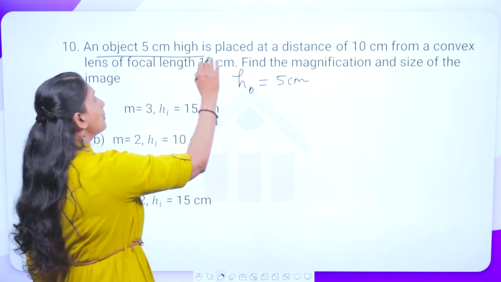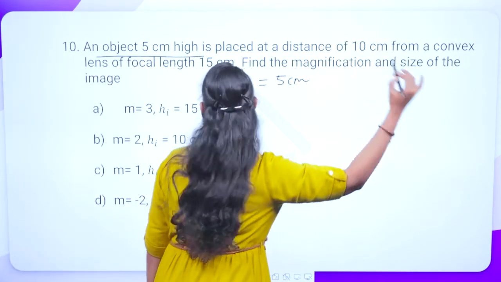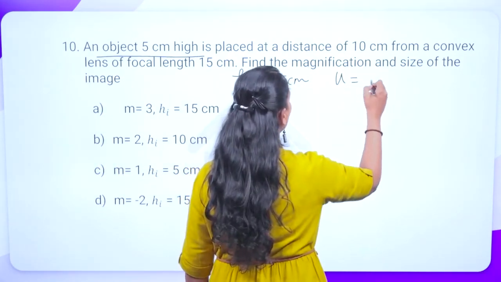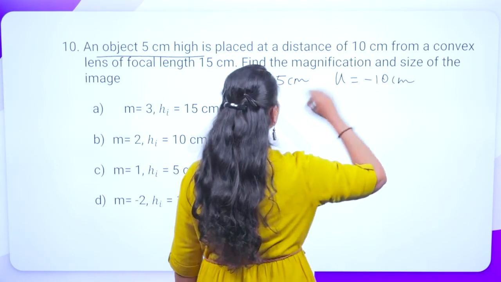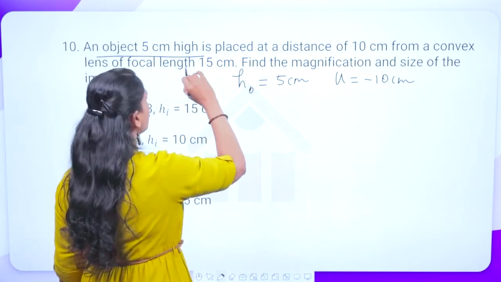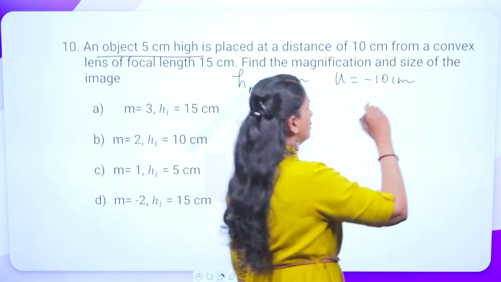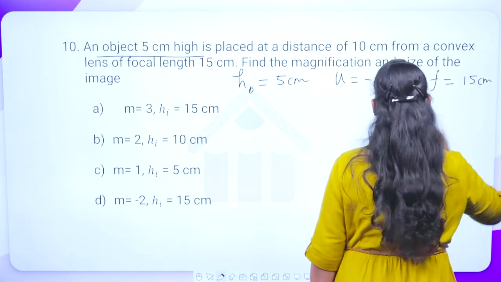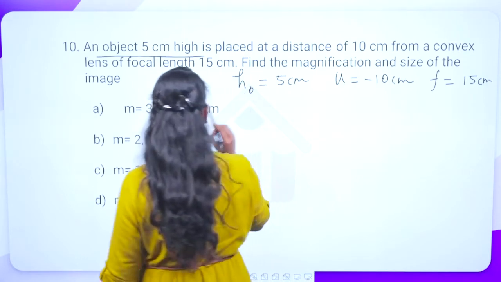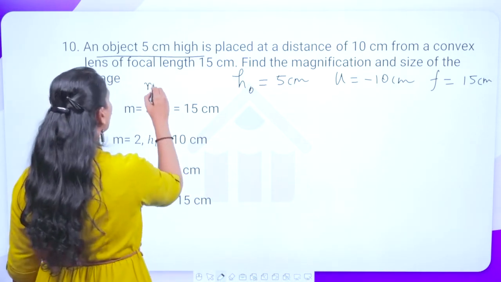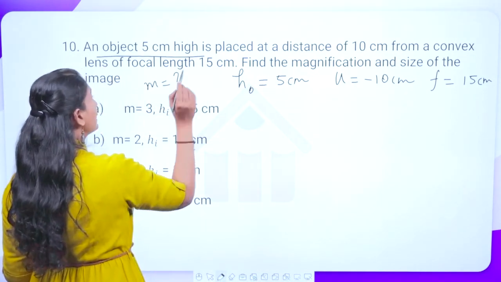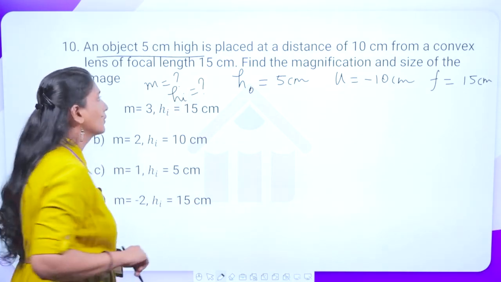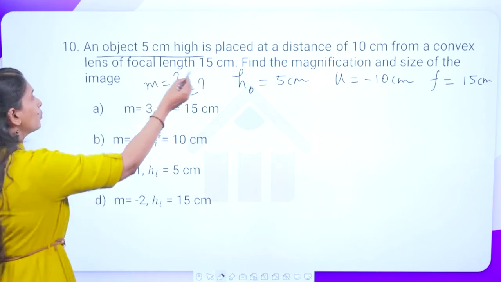And it is placed at a distance of 10 centimeter from the convex lens. So, the object distance would be 10 centimeter. The focal length is given to be 15 centimeter. So, you have f equal to 15 centimeter. And you want to find the magnification and the size of the image, that is hi. Okay. So, these are the variables you want to find out.